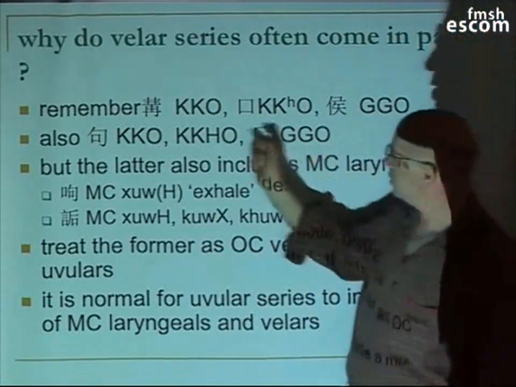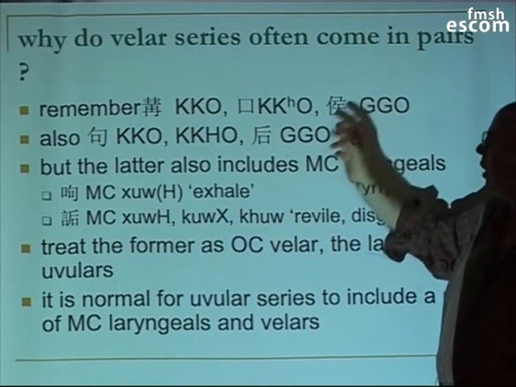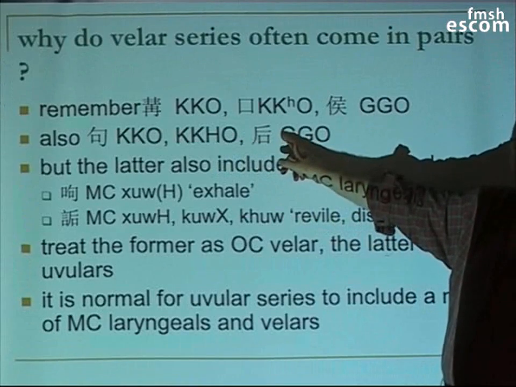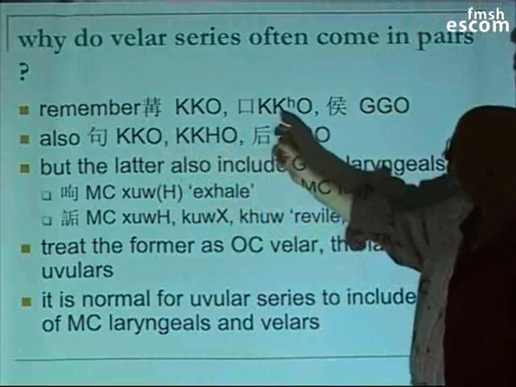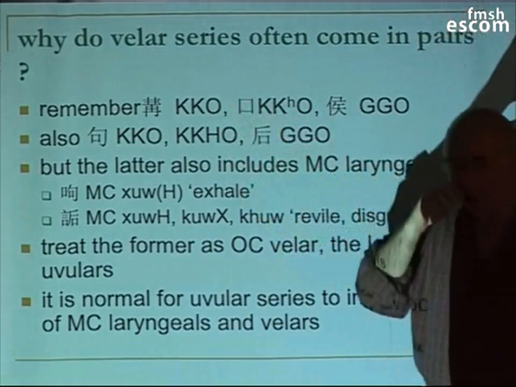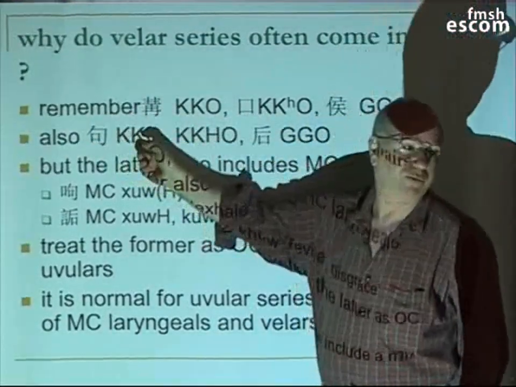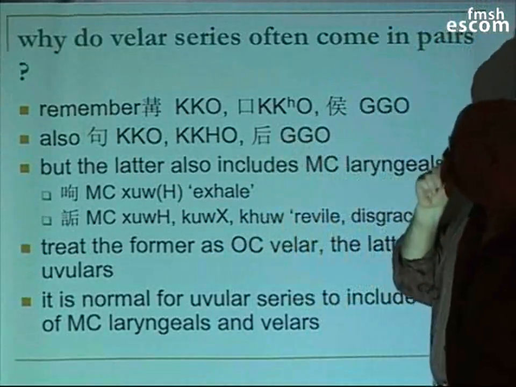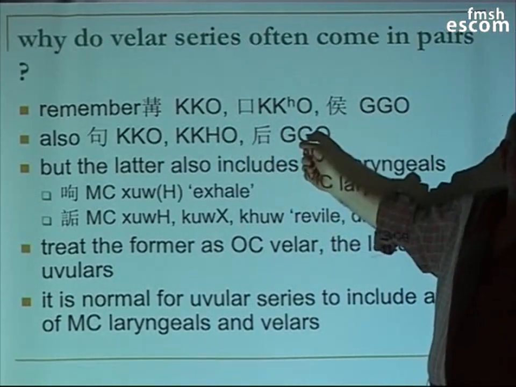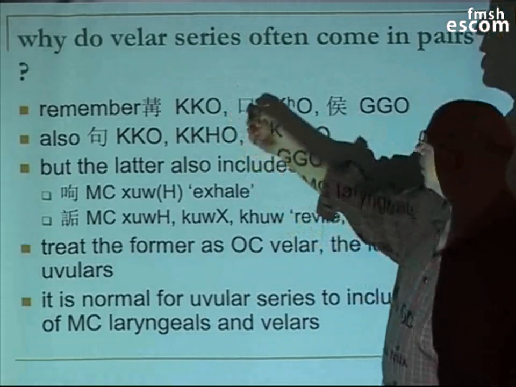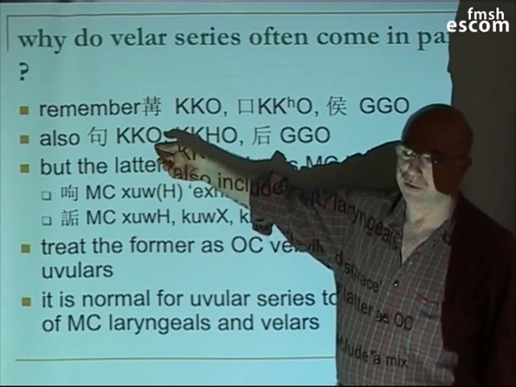But the difference between these series and those series is that those series only have velars, and these have a mixture of velars and laryngeals in Middle Chinese. In other words, they are uvular series, and those are velar series. So if you don't reconstruct uvulars, there's no good reason why you should have two series to write KO, or two series to write KHO, or two series to write GO. But if you have uvulars, then it's clear. These are velars, these are uvulars. And it's normal for uvular series to have a mixture of velars and laryngeals.